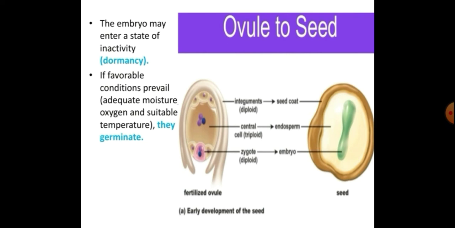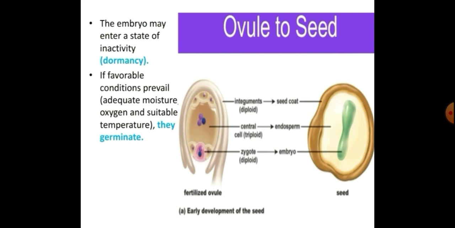Here you can see in the diagram how a fertilized ovule is converting itself into a seed. I said the outer covering of the ovule, the integuments, will convert itself. There are two integuments which will convert into a seed coat, the central cell will convert into the endosperm, and the zygote will convert into an embryo. Here this is the structure of the seed and this is the structure of the fertilized ovule.